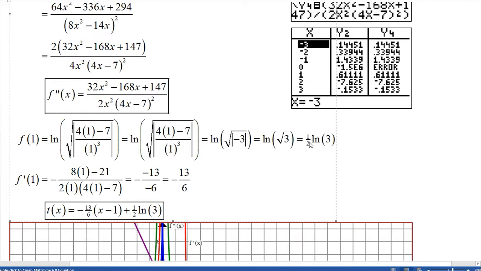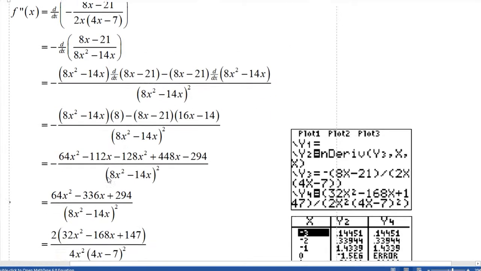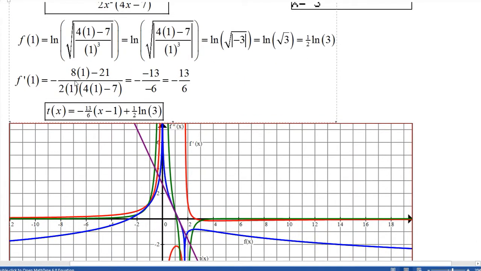That will be the y value of the function and the y value of the tangent line, both, when x is 1. And we go to the derivative function, we pull that down right here, put in 1 for x. Here are the details right here. Here, here, and here, put in 1. Let's see, 4 times 1 is 4, minus 7 is negative 3, times 1 times 2 is negative 6. Got a negative out front. 8 minus 21 is negative 13. 3 negatives make a negative, and that's negative 13/6. That's our slope. So negative 13/6 times x minus 1 plus 1/2 the natural log of 3.